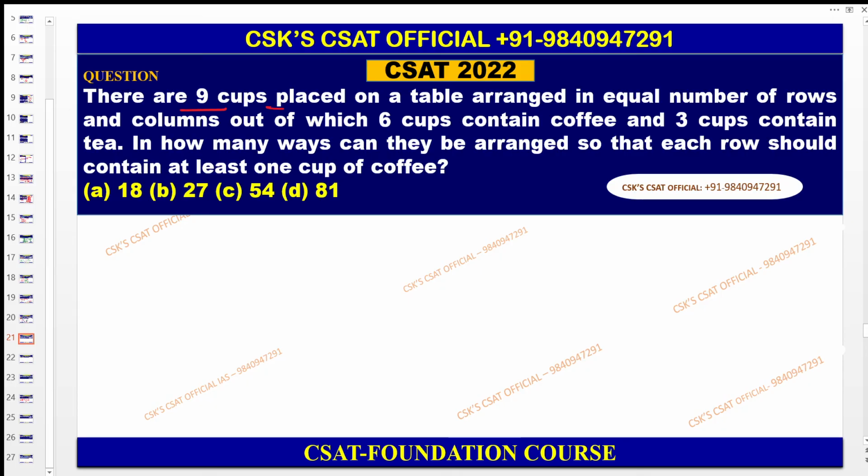There are 9 cups placed on a table, arranged in an equal number of rows and equal number of columns, which means that it is a square matrix. Okay, please try to understand. So 9 can be written as 3 into 3. So that is the square matrix. Which contains 6 cups of coffee and 3 cups of tea. In how many ways can they be arranged so that each row should contain at least 1 cup of coffee? At least 1 cup of coffee.